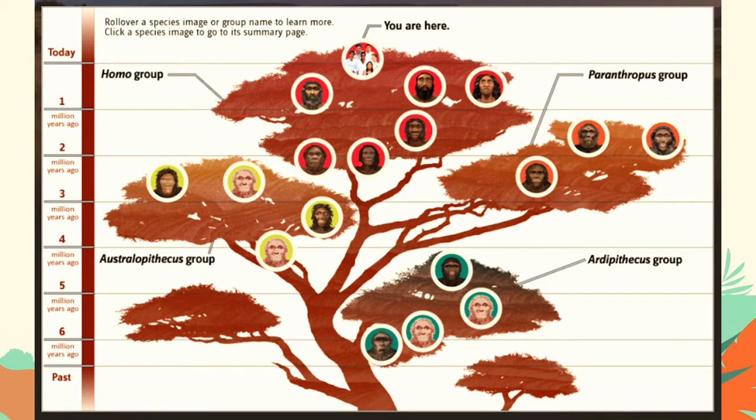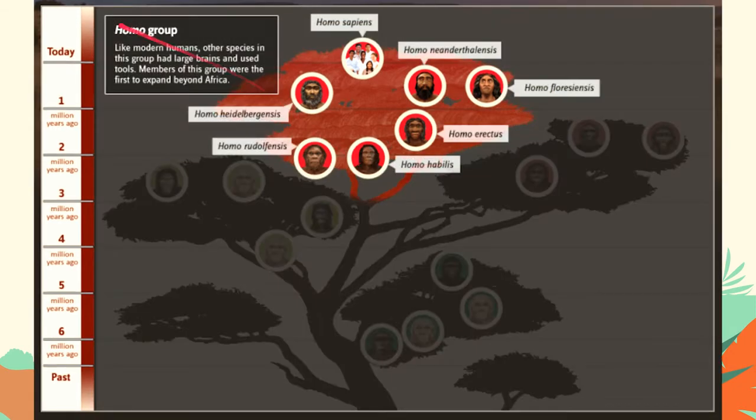Okay, Homo sapiens. So the Homo group, like modern humans, other species in this group have large brains and use tools. Members of this group were first to expand beyond Africa. So you have here the modern man, Homo sapiens, but also together with this group, we have Homo neanderthalis, Homo erectus, Homo habilis, Homo rudolfensis.